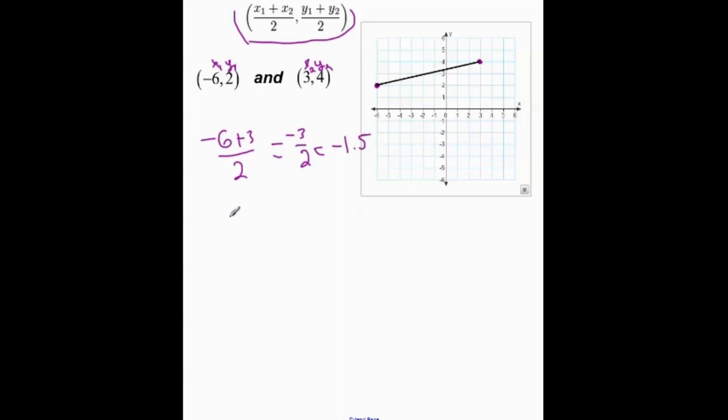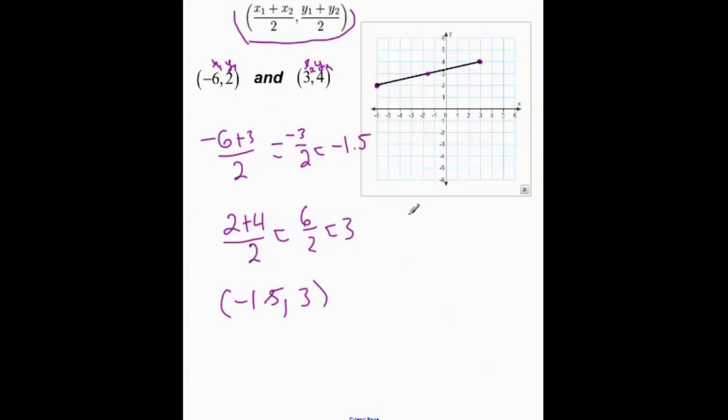And for my y's, I have 2 plus 4 over 2 is equal to 6 over 2, which is equal to 3. So my midpoint coordinate is -1.5 and 3. And I can plot that, -1.5 and 3. That's going to be right about there. And this splits it directly in half.